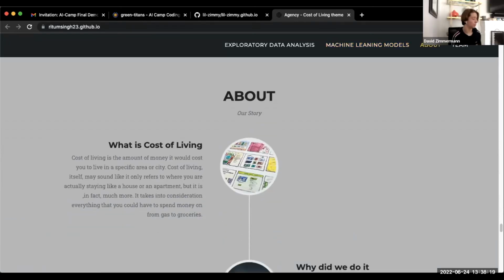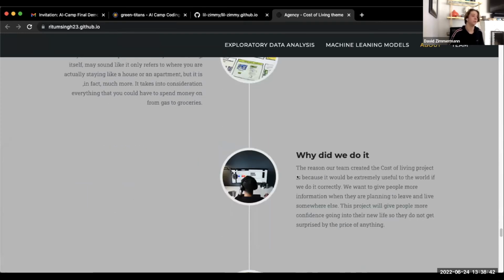Okay, on to the about section and kind of our story. First and foremost, what is cost of living? Cost of living is pretty self-explanatory. It's how much it costs to live, but it's not actually just referring to your house or your apartment. It refers to everything, the money you have to spend from gas to groceries and all that stuff.